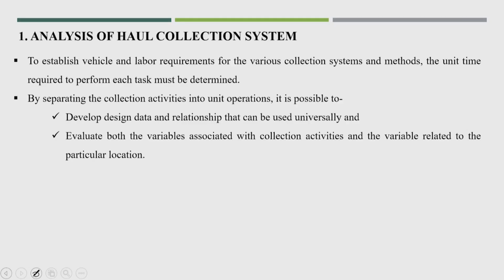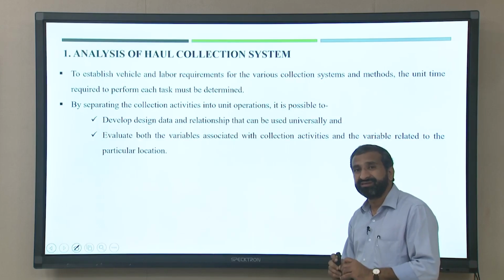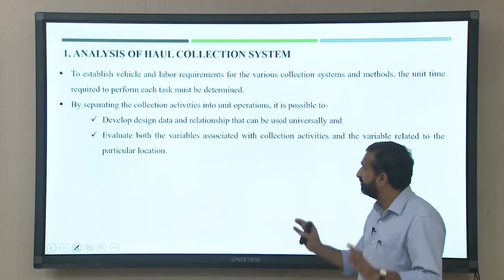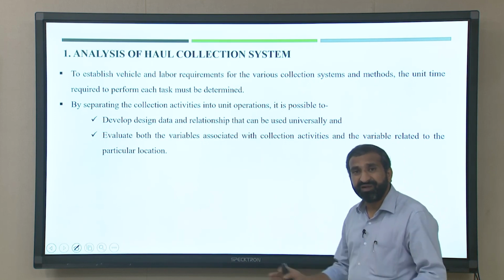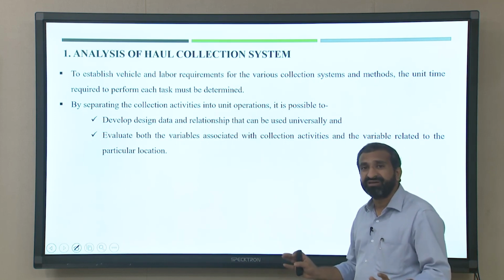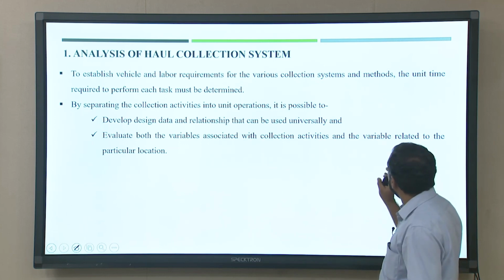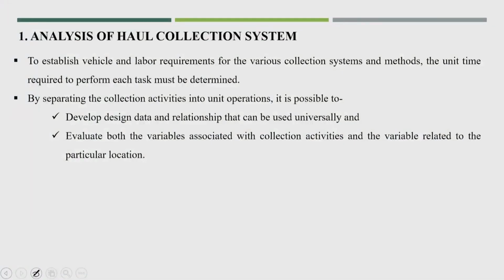Now, to establish vehicle and labor requirements for the various collection systems and methods, the unit time required to perform each task must be determined. This is one of the very important parameters while designing or establishing the number of vehicles required, number of labor, number of manpower required. We especially require the unit time required to perform each task, and there are different tasks under the collection, which we will see in the further slides.